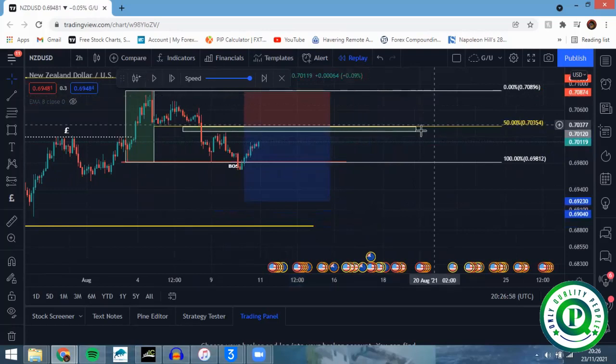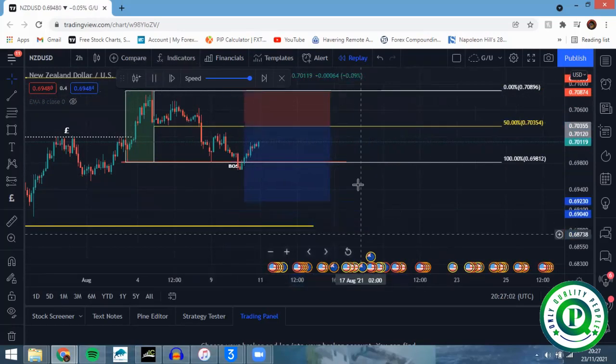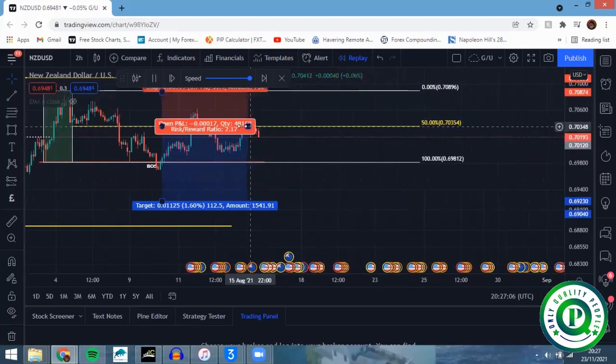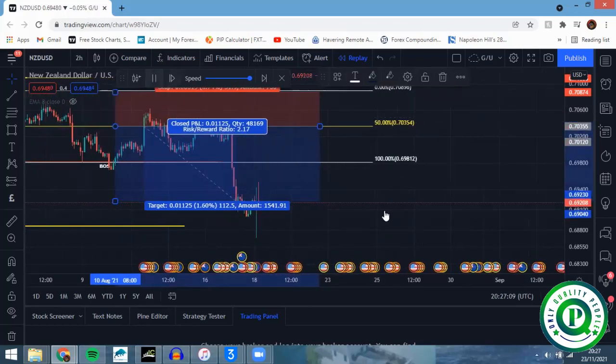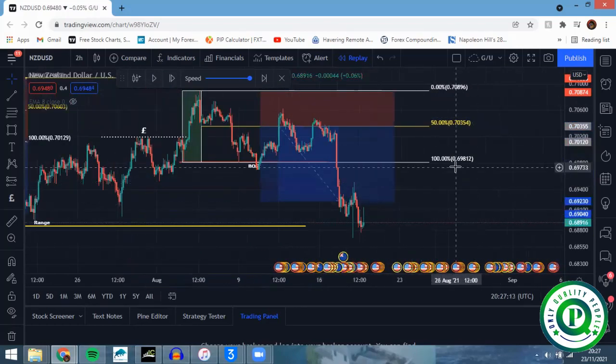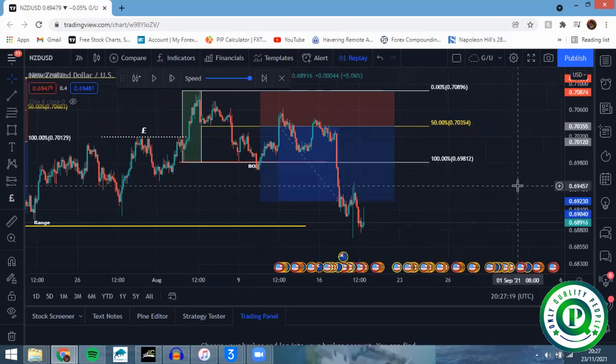Let's see if price even comes to our area first on the 50%. All right, let's have a look. Okay, we're in there. Trying to drag this along. Look at that, guys. Do you guys see how pretty straightforward that bit of technical analysis was?